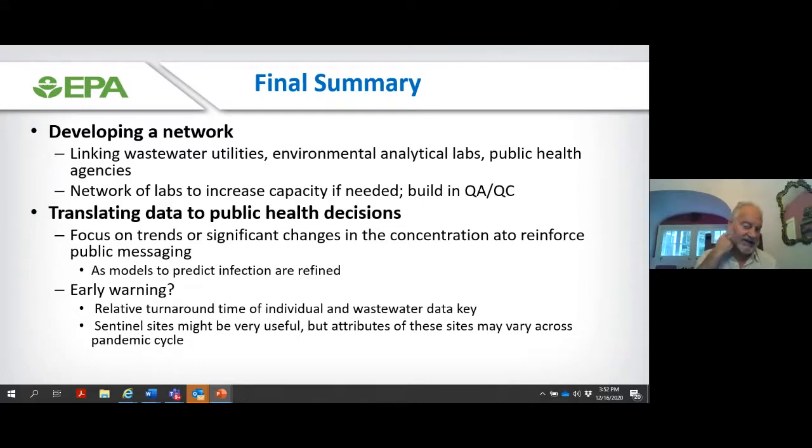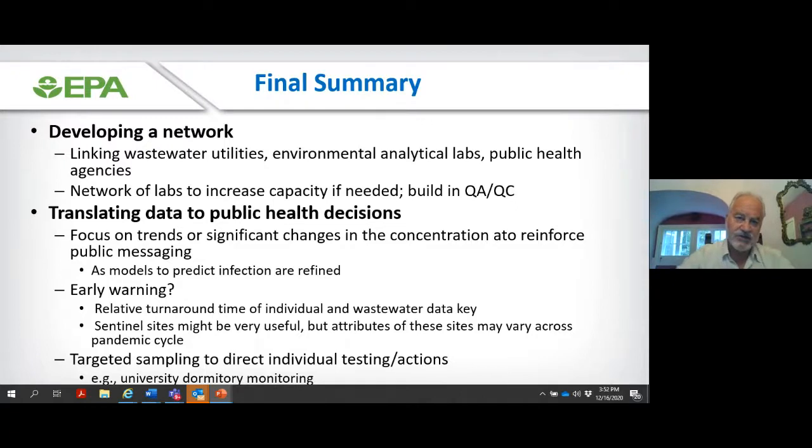Ohio network. Ideally, with twice weekly sampling, we would like to be able to get the data back within 24, 36 hours would be great. And that's really pushing it. And then the idea of sentinel sites may be very useful, but try to understand the attributes of those sites, what may be driving spread of the virus early on in the pandemic versus later. As an example, you really need to understand those factors.